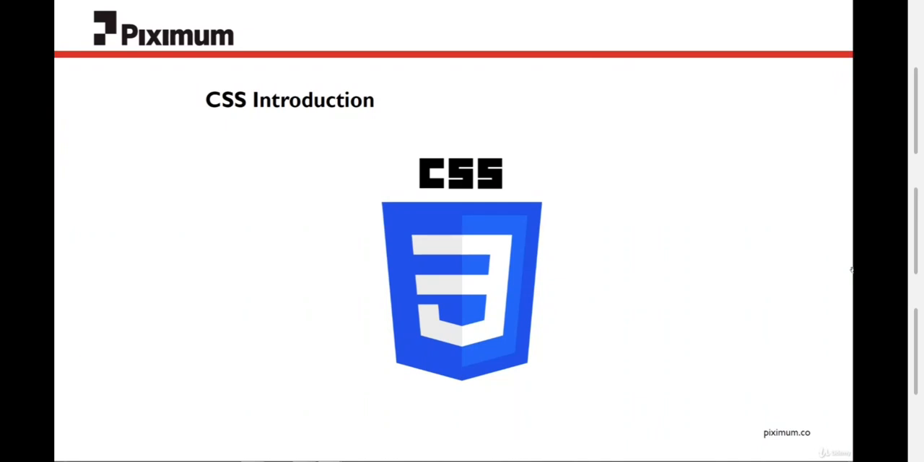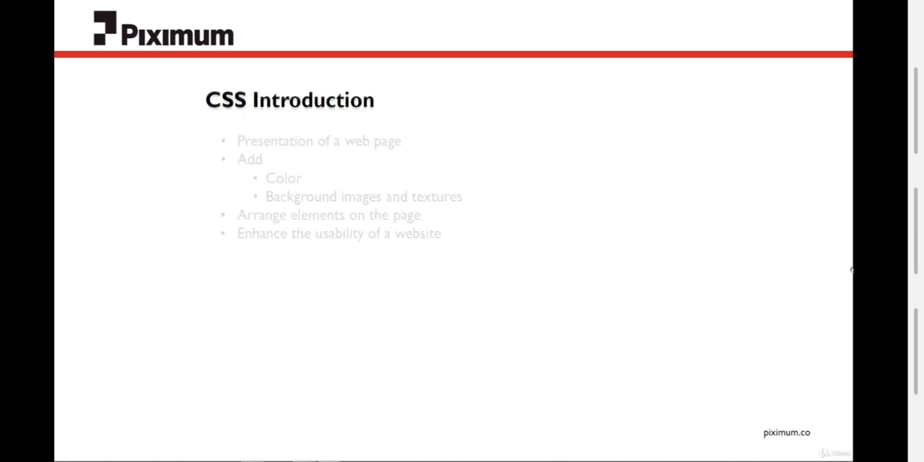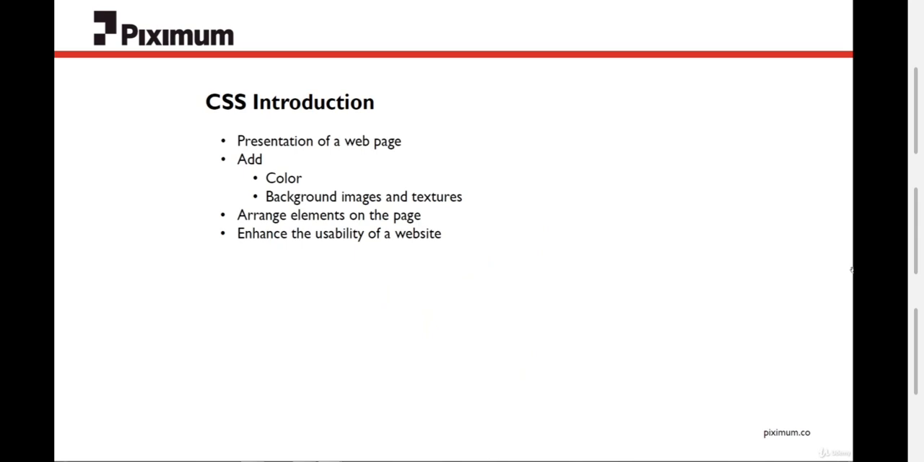Present you CSS technology. CSS is a cornerstone technology of the World Wide Web alongside HTML and JavaScript. CSS is the language that defines the presentation of a web page. It is used to add color, background images and textures, and to arrange elements on the page. However, CSS does a lot more than just paint a pretty picture.